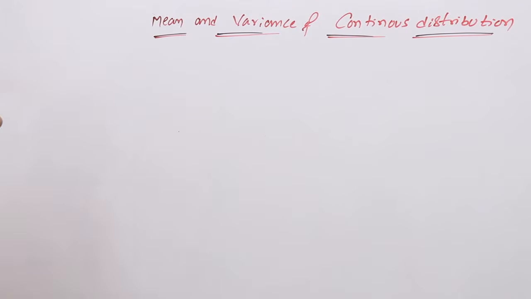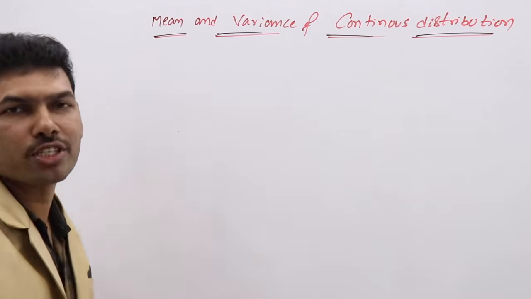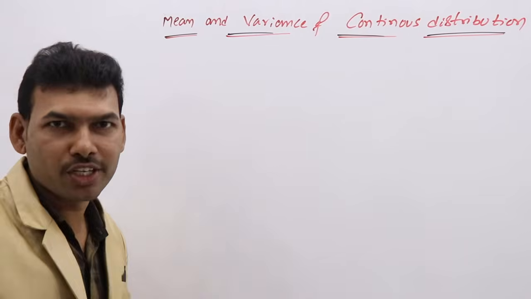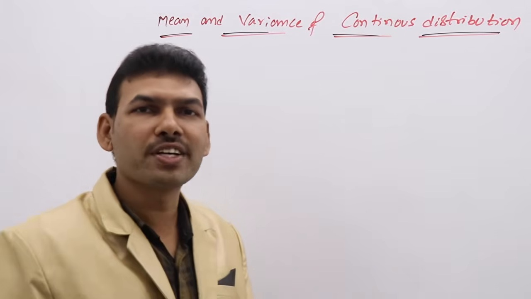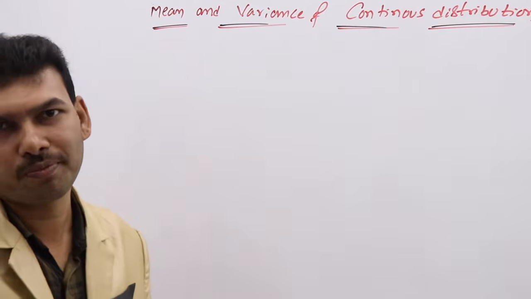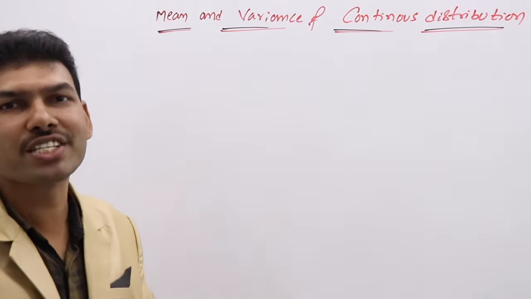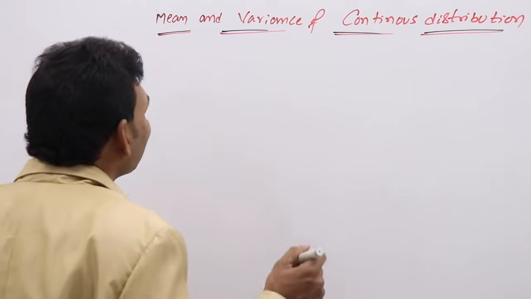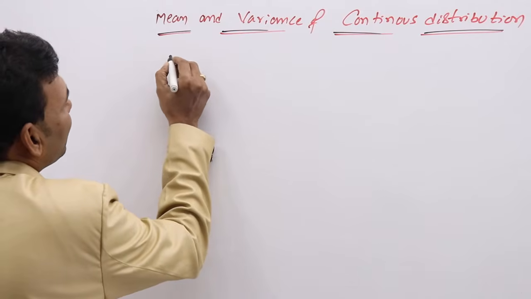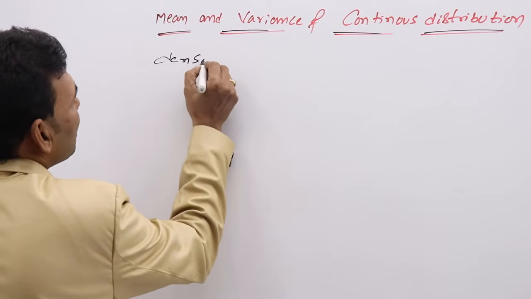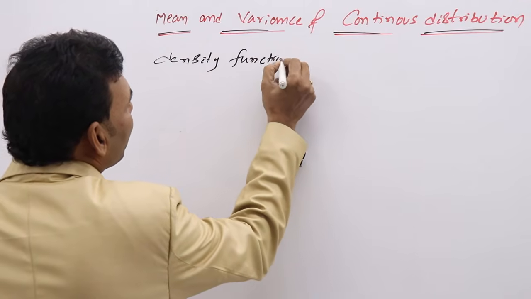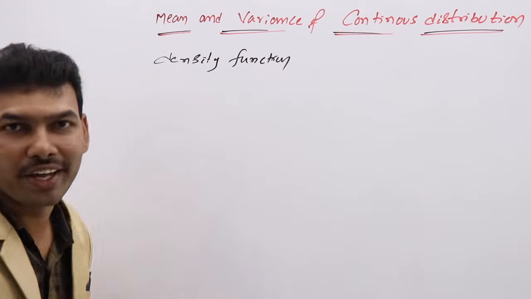Mean and variance of a continuous probability distribution. Till now we discussed discrete probability distributions. Now we are going to discuss continuous distributions, when the density function is defined instead of the distribution. We already discussed this concept. Let us recall the density function once again, because without the density function we cannot define mean and variance.